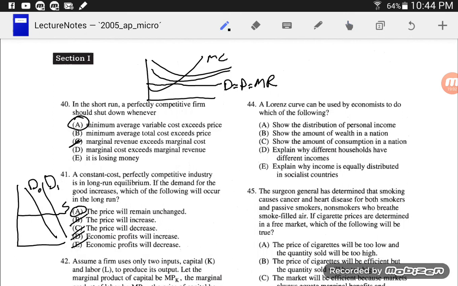A Lorenz curve. Oh, we did not talk about this in very much detail, but the Lorenz curve and the Gini index are two things that measure how even or uneven the income distribution in a country is. Both of those things do that. So the Lorenz curve shows the distribution of personal income.